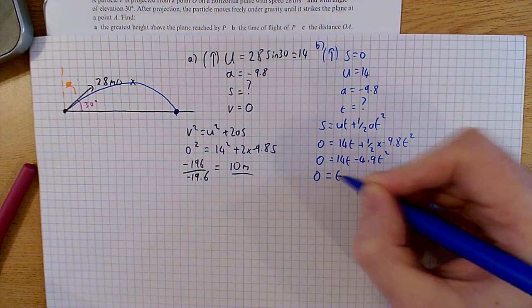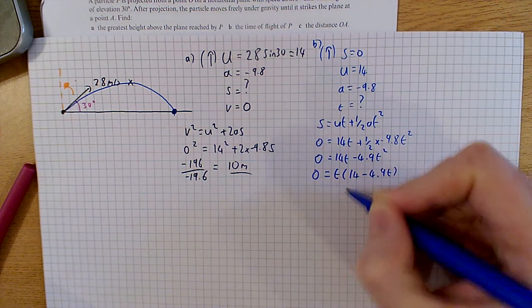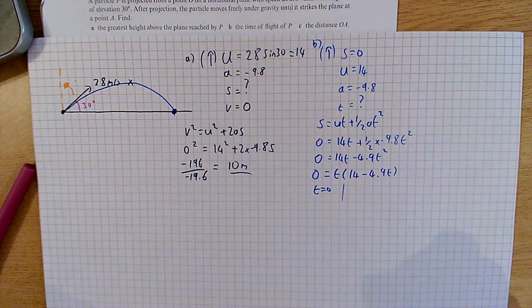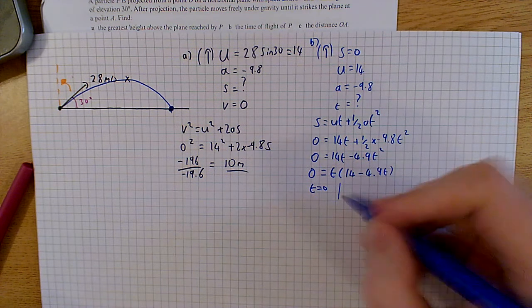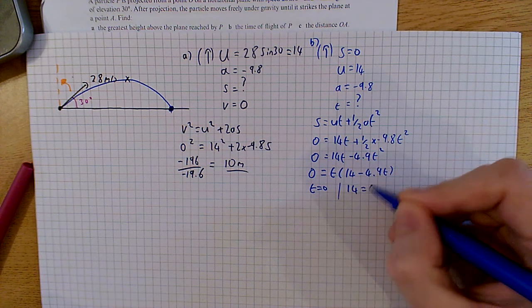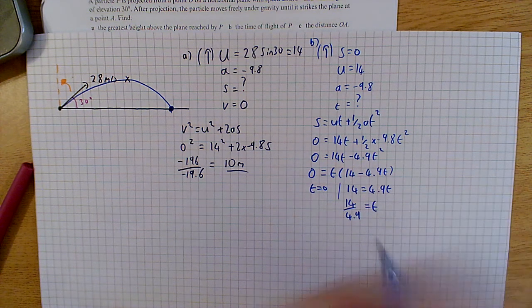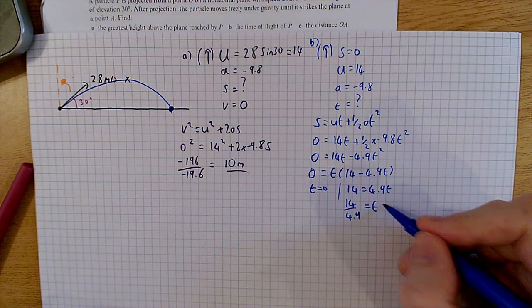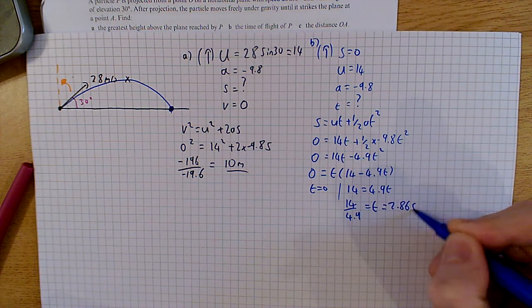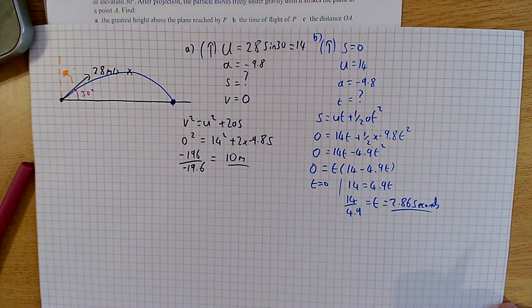We can factorise out a t: t times (14 minus 4.9t). This will give us two answers, the one from this side, which is t equals 0, and on the other side, we're going to solve that equation. So that's equal to 0, which gives us 14 equals 4.9t. So 14 over 4.9 is our value of t. Okay, so this is 2.86 seconds to 3 significant figures. So that's part B, the time of flight of P until it hits the ground again.